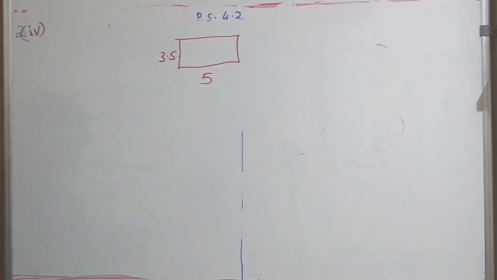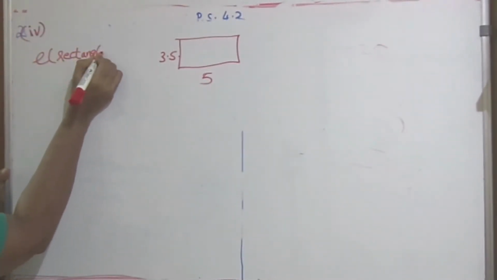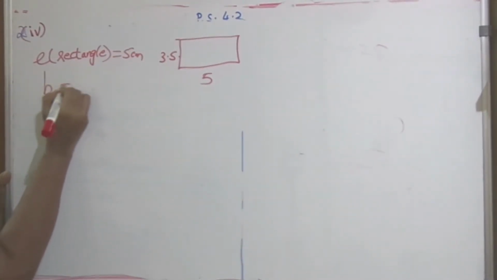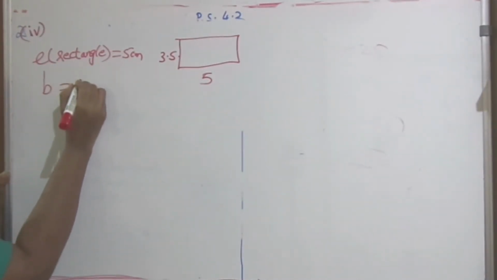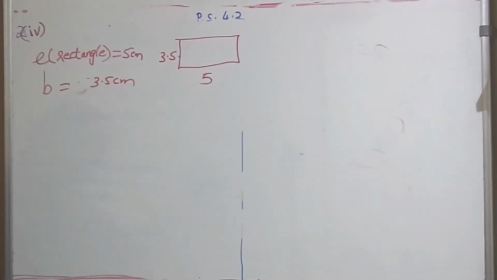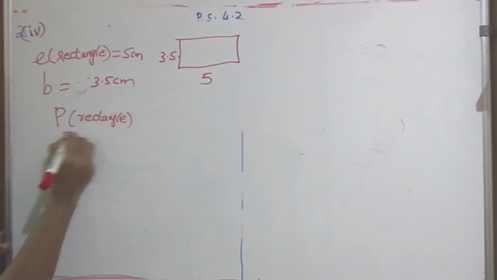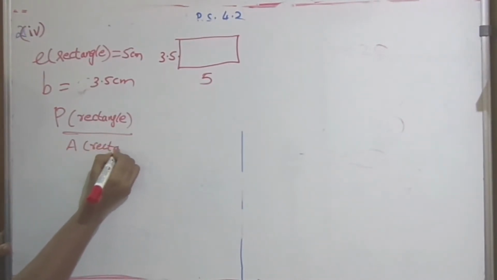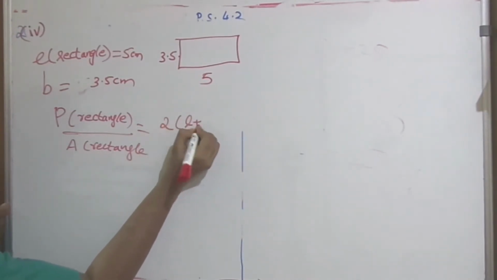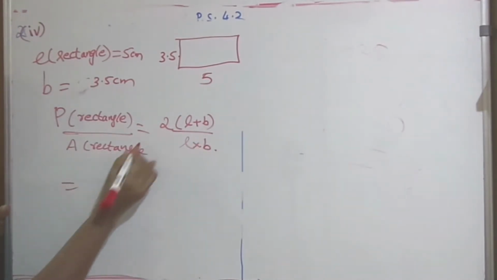So length of the sides of a rectangle, they are given in centimeter. Breadth of the rectangle, B is the breadth, 3.5 centimeter. You have to find the ratio of the perimeter of the rectangle upon area. What is the formula for perimeter of rectangle? I had given you 2 bracket length plus breadth. And what is the formula for area of rectangle? Length into breadth.